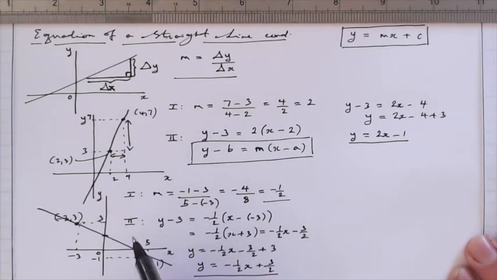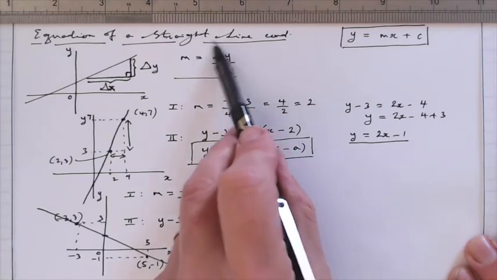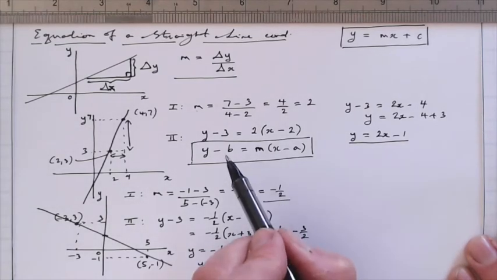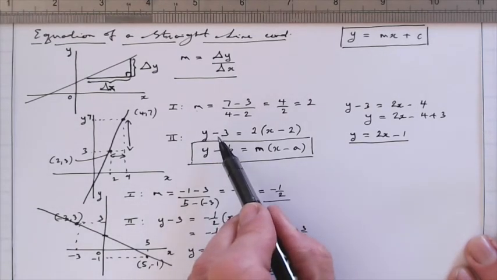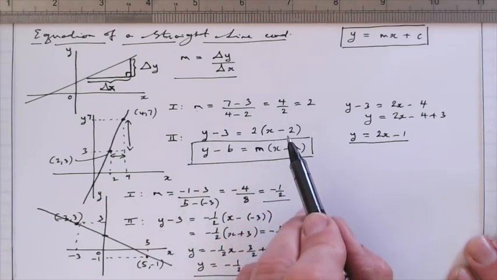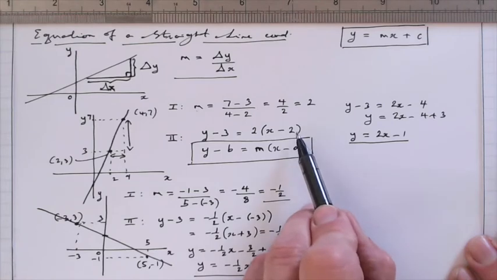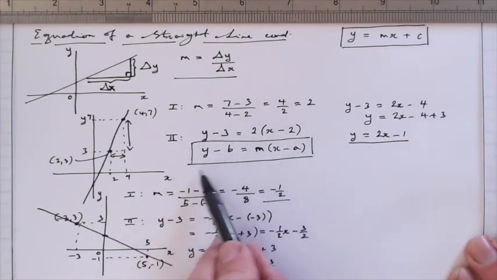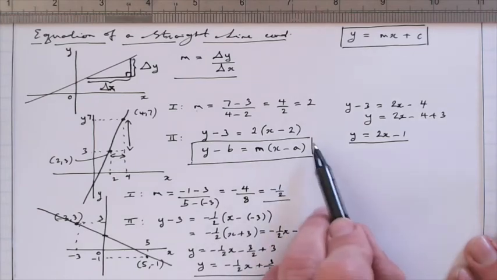It's a 2-step process. Step 1, use this idea to find the slope. Step 2, take one of the pairs of coordinates. I always take the left pair and take y minus the y value of that point equals the slope times x, take away the x value of that point, effectively using this alternative equation of a straight line, which some people like to memorize.